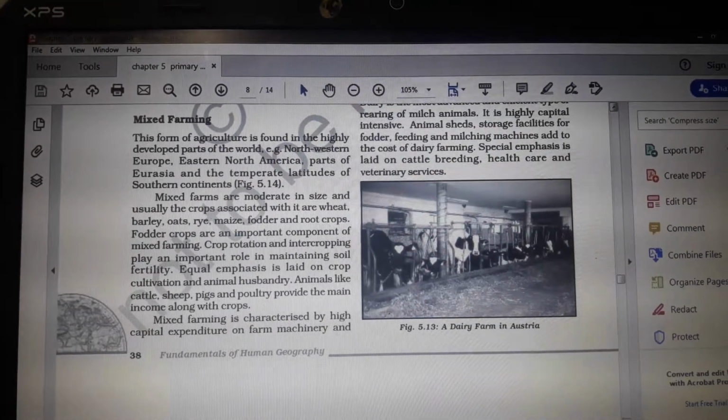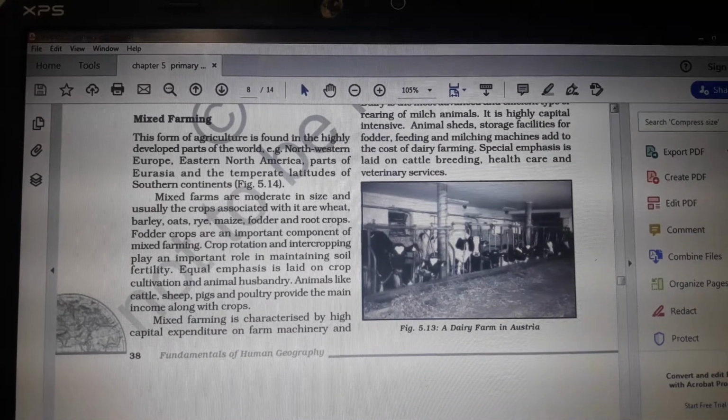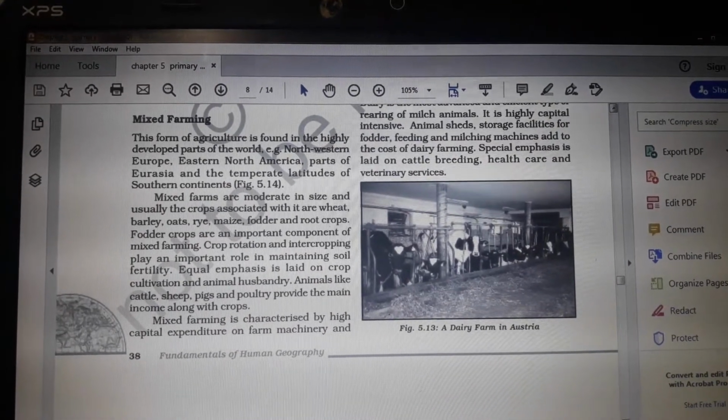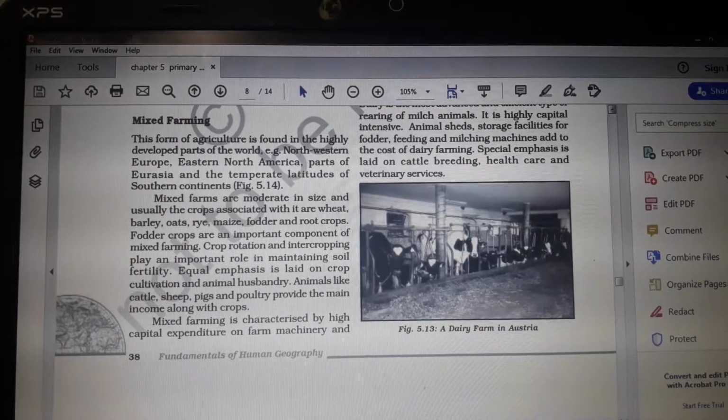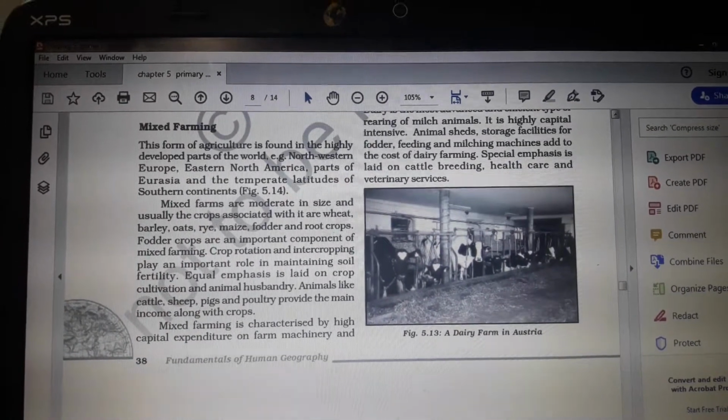You can find this type of farming mostly in the western part of Europe, the northwestern part of North America, Australia and New Zealand.